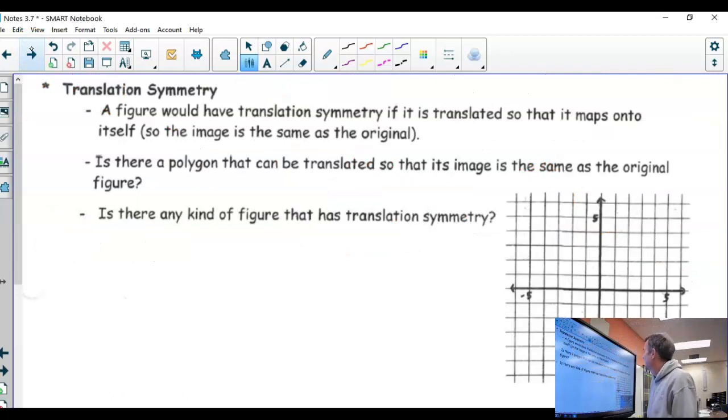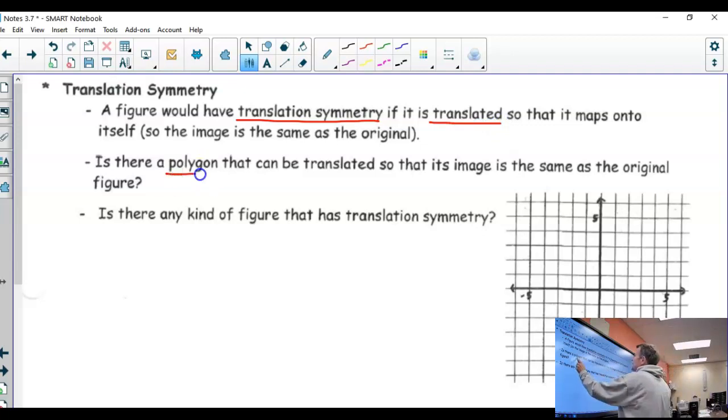We got one more, and that is translation symmetry, and we're done. It's a short one, isn't it? All right, translation symmetry. A figure would have translation symmetry if it is translated so that it maps onto itself.